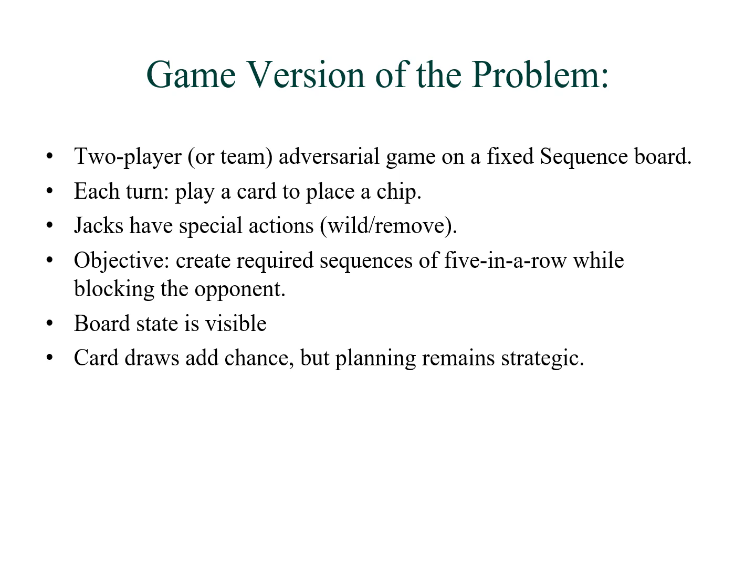Sequence is a two-player or team-based game on a fixed board, and each turn players place chips based on the cards they play. Jacks have the special powers here. Two-eyed jacks can be placed anywhere, while the one-eyed jacks can remove an opponent's chip. The main objective is to complete a sequence of 5 chips in a row while preventing the opponent from doing the same. Although there is a bit of randomness from card draws.